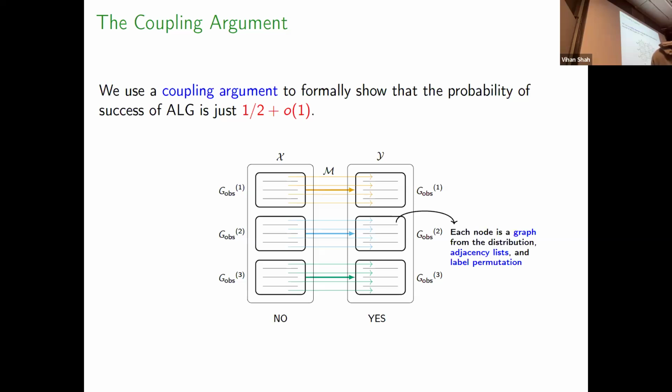Note that over here a node is not only the graph from the instance, but it has all the information. It is the graph from the distribution, also how the adjacency lists are permuted. For the same graph, I can have many different permutations of the adjacency list, and also the labels we give to the vertices.